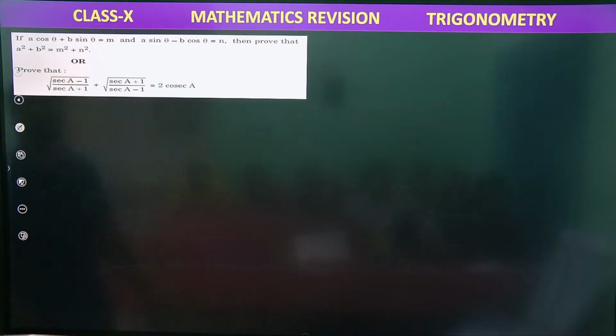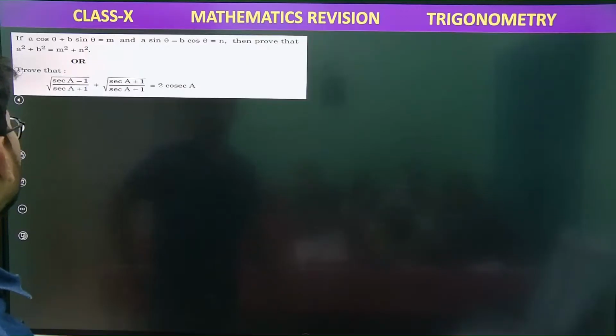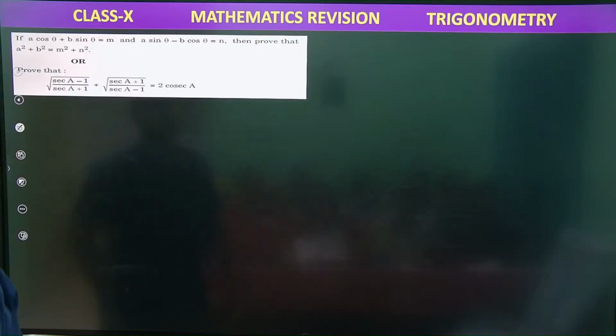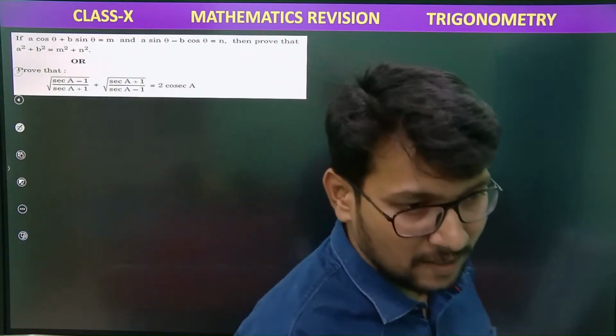Okay, solve. A cos theta plus B sin theta equals M, and A sin theta minus B cos theta equals N. Then prove that A square plus B square equals M square plus N square.